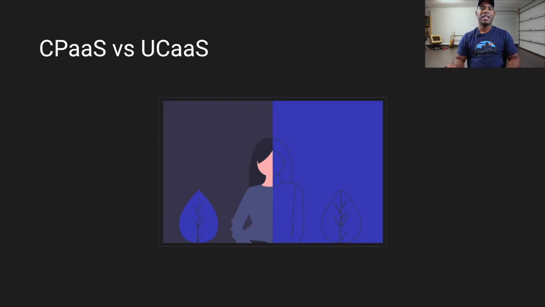But on the other hand, a UCaaS is more of an extension of the existing telecom infrastructure, which essentially means that the solutions are ready-made.